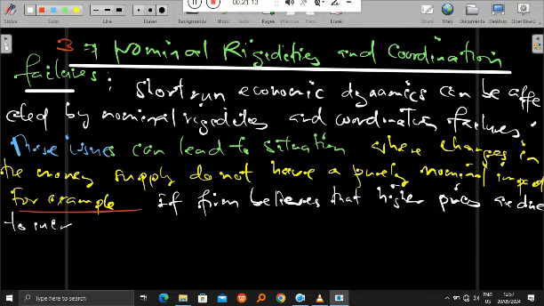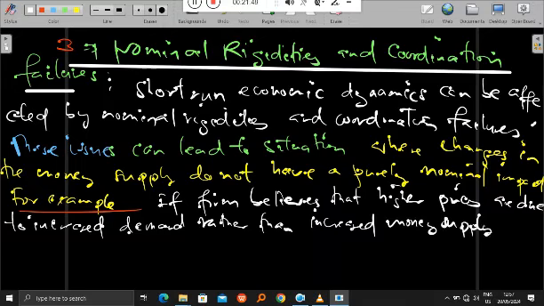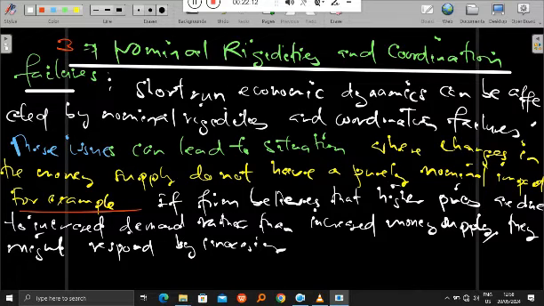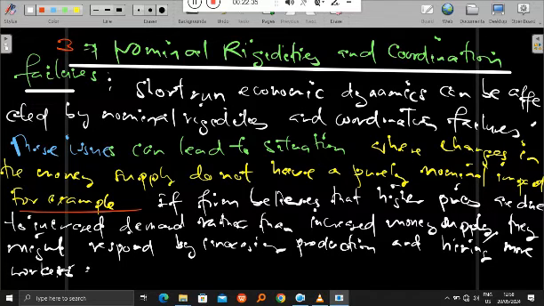So any of the coordination failures or any nominal rigidities can have a clear effect on the short run economic dynamics. So these issues lead to a situation where the changes in money supply do not have a pure nominal impact. When we say nominal impact, we mean the impact that is not actually adjusted with inflation. If the firms believe that when the price of goods and services goes higher, that increase is due to the increase in demand rather than increase in money supply, they may respond with an increase in production and hiring more workers.